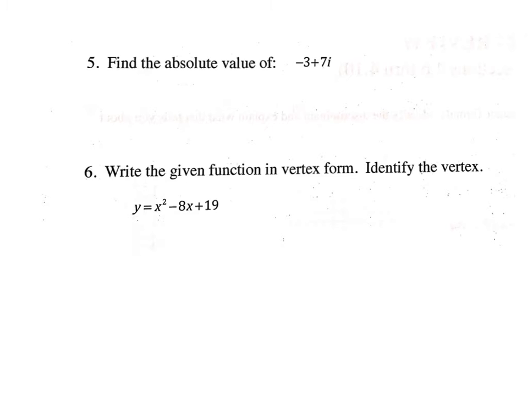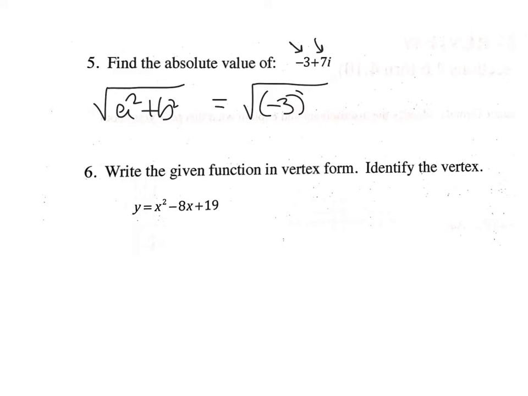Number 5, find the absolute value. It's been a while since we've done this one, but the formula for doing absolute value of a complex number was you do the square root of a squared plus b squared, where that is your a and that is your b. Just the 7, not the i. So to find the absolute value, I'm going to do the square root of negative 3 squared plus 7 squared. That's going to tell me how far that point is from the origin on the complex plane.